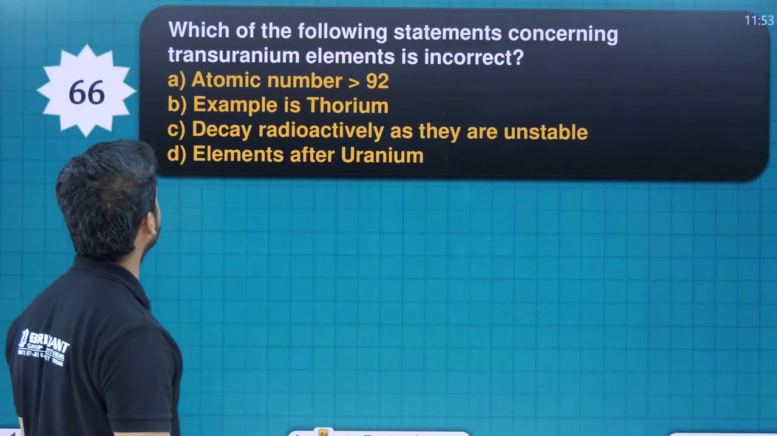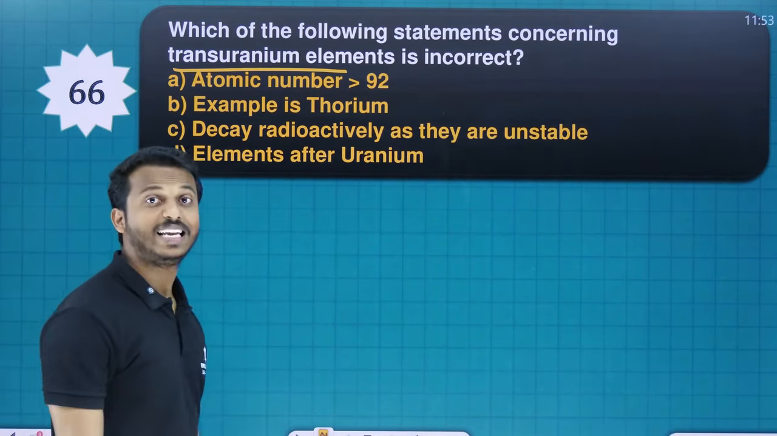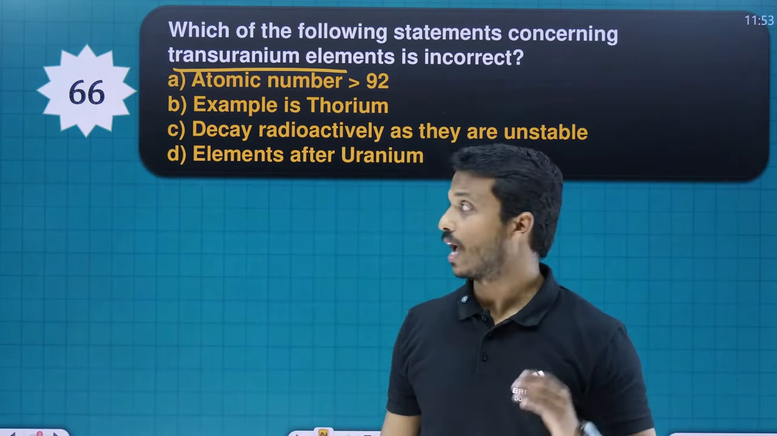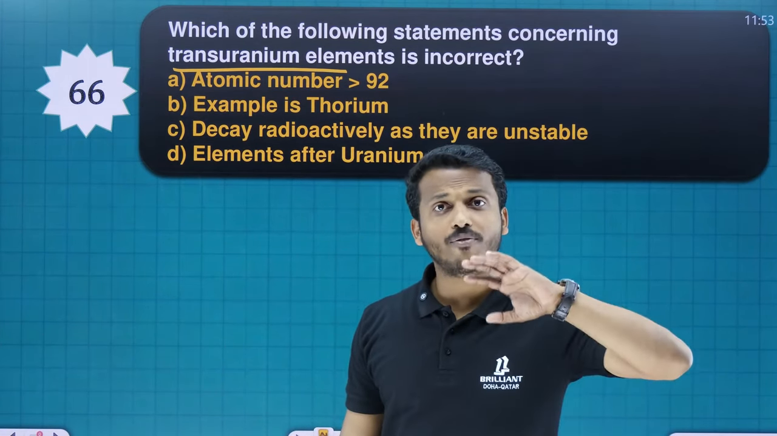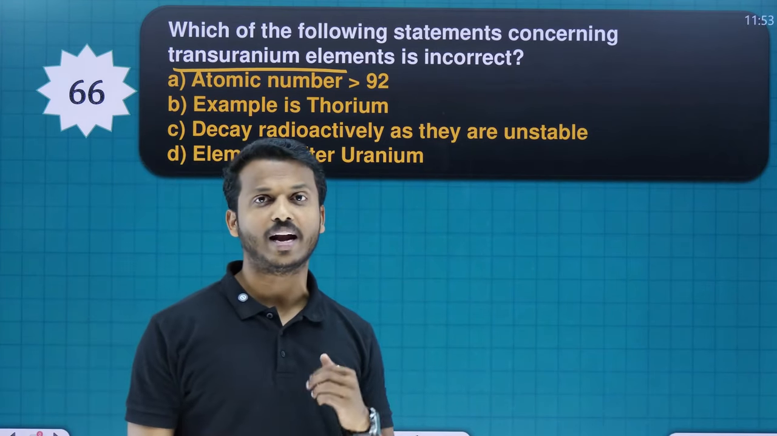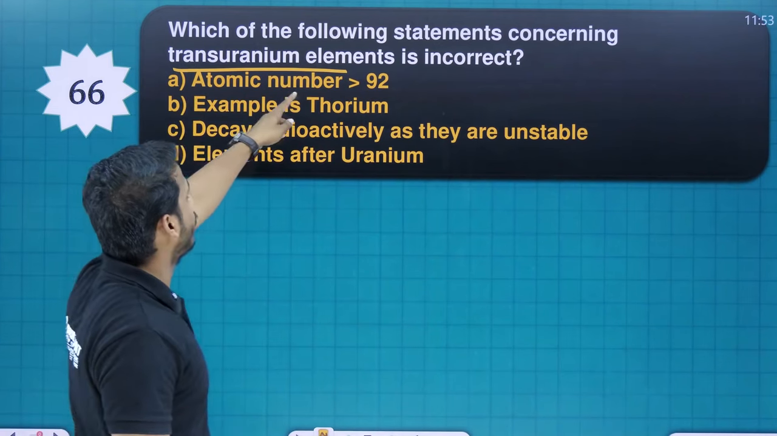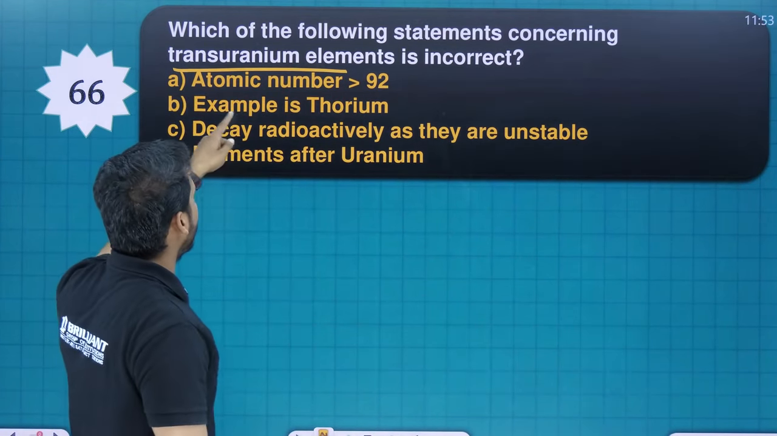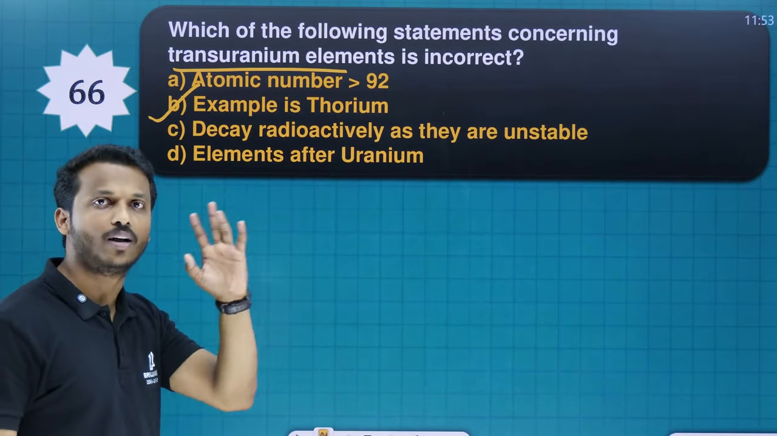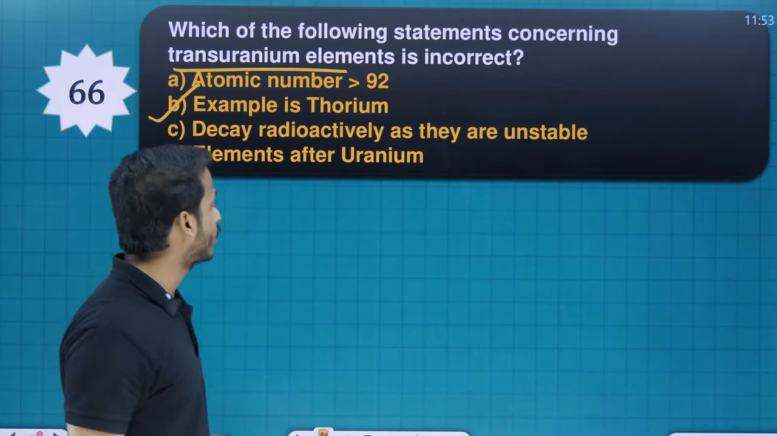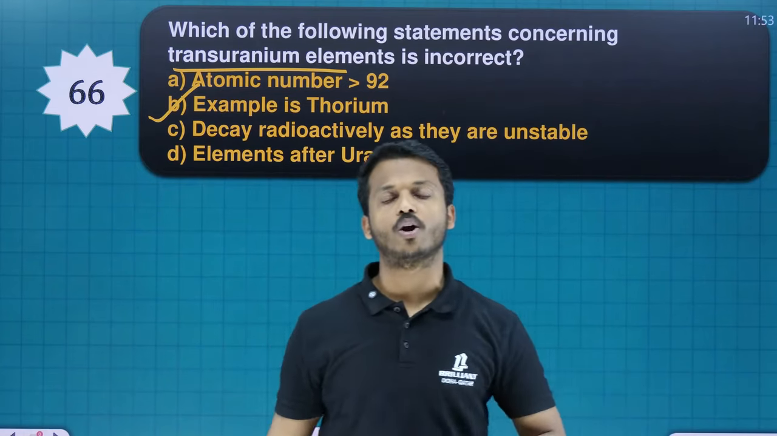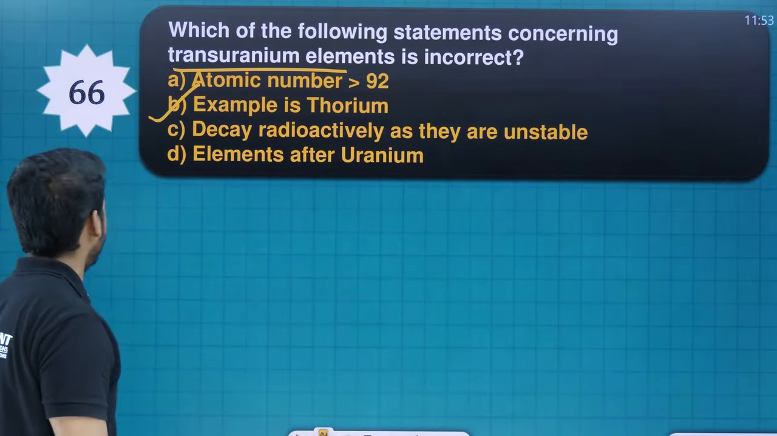Which of the following statements concerning transuranium elements is incorrect? What is a transuranium element? The elements coming after uranium. Uranium atomic number is 92. So after the element uranium, the elements are called transuranium elements. They are highly radioactive elements. So their atomic number is greater than 92, correct? An example is thorium? No, thorium is not there. Thorium is 90. It does not belong to the transuranium elements. The elements after uranium, 92 and above, what are they called? Transuranium elements. They are radioactive.